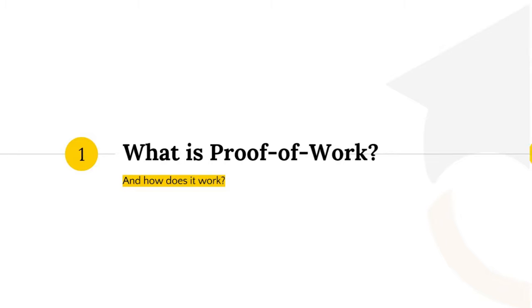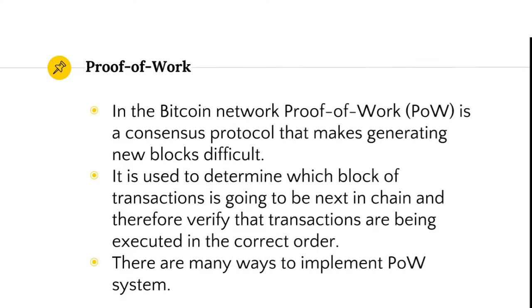So what is Proof of Work? In the Bitcoin network, Proof of Work is a consensus protocol that makes generating new blocks difficult. It is used to determine which block of transactions is going to be next in chain, and therefore verify that transactions are being executed in the correct order. There are many ways to implement Proof of Work systems.